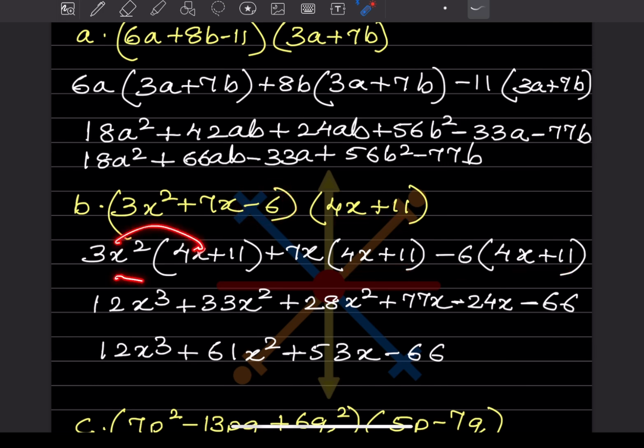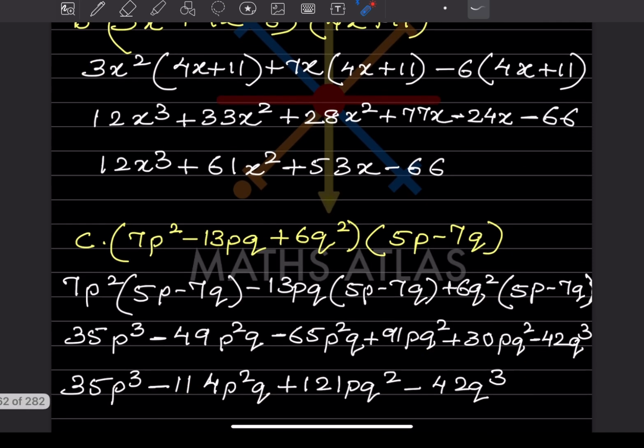You will multiply and you can see here. Again when you multiply this you get this one. When you multiply this you get this. So this plus minus is going to be minus here. Now bring the like terms together, this is just alone x cube. Bring the like terms together, that will be 61x square. This is going to be plus 53x, and this is just minus 66.